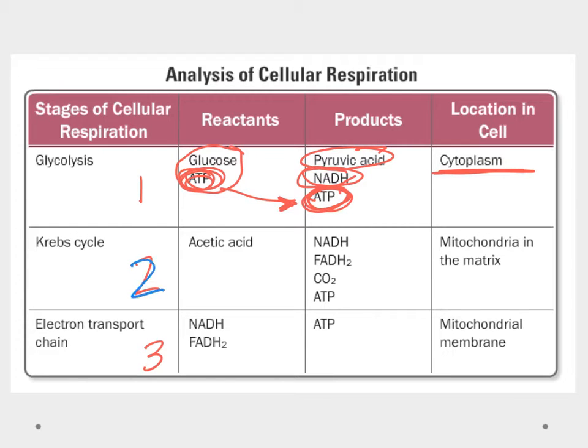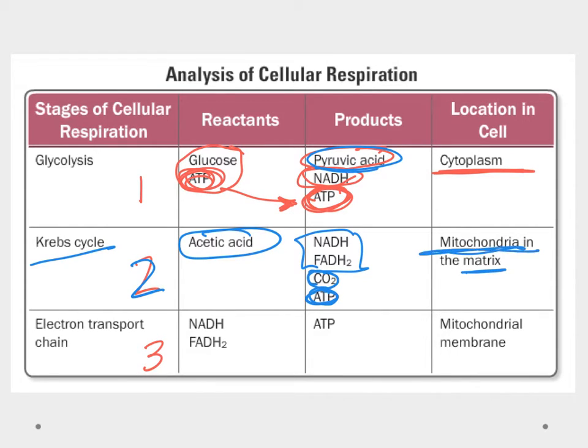The next step was the Krebs cycle, and in the Krebs cycle, we added to this pyruvic acid some acetic acid. And what we got out of that were a few more electron transport molecules, NADH and FADH2. We generated carbon dioxide, and we made a little bit more ATP. And remember that the Krebs cycle happens in the matrix, or the fluid part of the mitochondria.